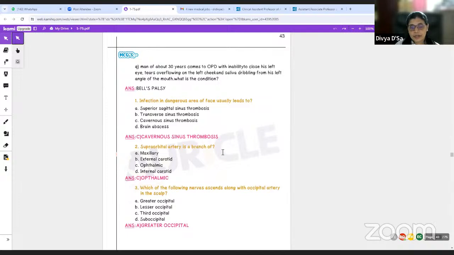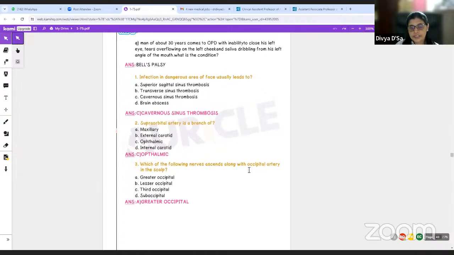Then supraorbital artery. Supraorbital artery is a branch of the ophthalmic artery, which is in turn a branch of the internal carotid artery. Which of the following nerves ascends along with the occipital artery in the scalp? With the occipital artery, it will be the greater occipital nerve.